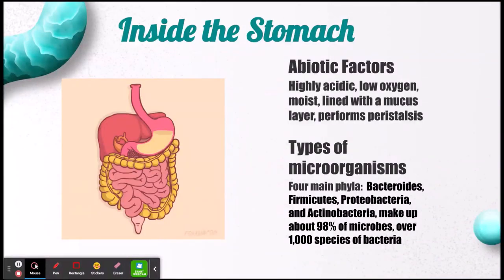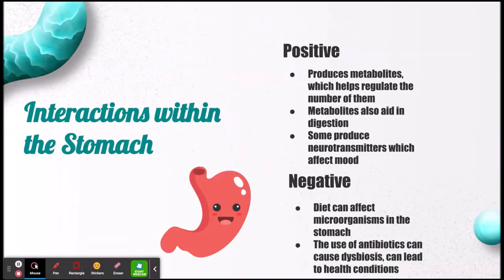Within the gastrointestinal tract is the stomach, whose abiotic factors include being highly acidic, low in oxygen, moist, lined with a mucus layer, and performing peristalsis. There are four main phyla, which are bacteroidetes, firmicutes, proteobacteria, and actinobacteria, that make up about 90 to 98% of microbes, and there are over 1,000 species in the stomach.